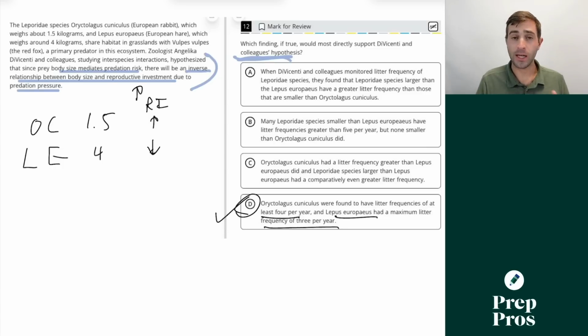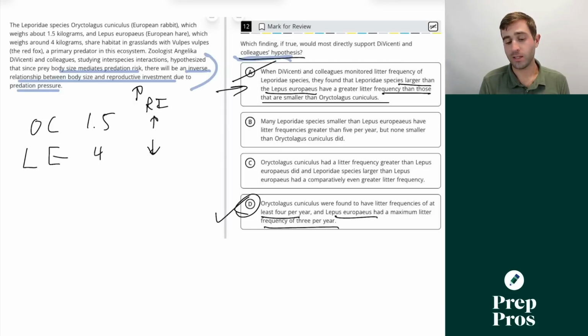Now, there's a handful of different common types of wrong answer choices, but in these scientific passages, the most common one, and the one students mess up on most, is opposite of the passage. They're going to totally flip it. So it's going to be stuff that would be weakening the hypothesis. If we look at A here, when DeVincenti and colleagues monitored litter frequency of leporid species, they found that leporid species larger than Lepus europaeus have a greater litter frequency than those that are smaller, like Eryctolagus caniculus. This is backwards. We would want to see the reverse of that.